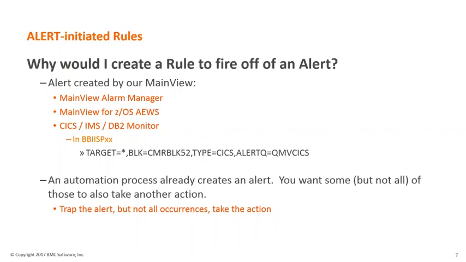Now let's talk about alert initiated rules. The first thing you may want to ask is, why would I want to create a rule to fire off of an alert? Well, alerts are created by a few different sources. They come in through MainView Alarm Manager, which is out there in the MainView environment monitoring various metrics in the operating system. MainView for z/OS has a facility called Advanced Early Warning that generates alerts that you may want to capture. CICS, IMS, and DB2 have some monitors that can run in the background and generate alerts as well. So if any of these sources generate an alert, you may want to take some additional automated response, and then we can create a rule to do that for you.